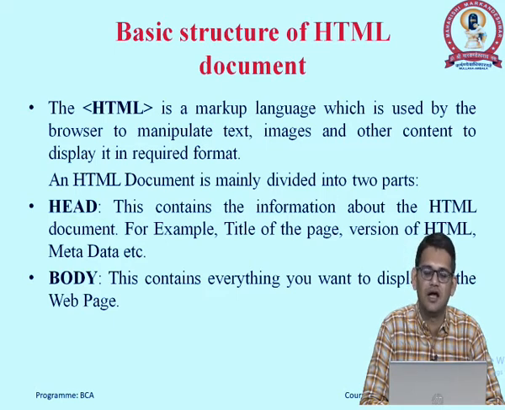Next one is the head. Basically an HTML document is mainly divided into two parts. First one is known as the head tag or head portion and the second one is the body portion. Anything we want to define about the document, such as the name of the page, would be defined in the head section, and the rest of the coding of the entire page will be written in the body tag.